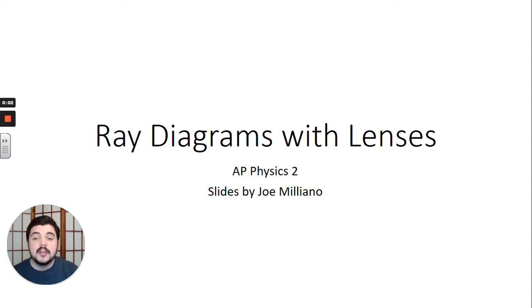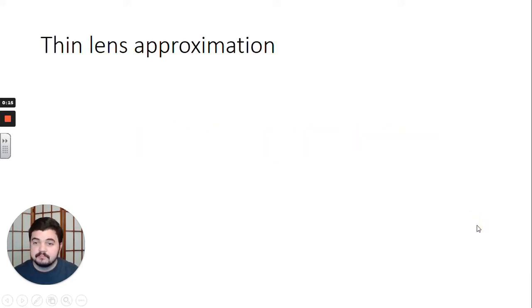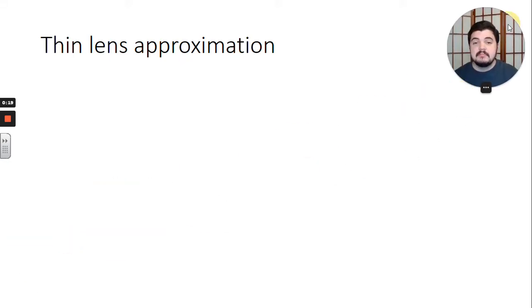In this video, we are going to be looking at ray diagrams with lenses. So how can we trace particular principal rays so that we can predict information about the image that a lens forms? So first, we need to become familiar with the thin lens approximation.